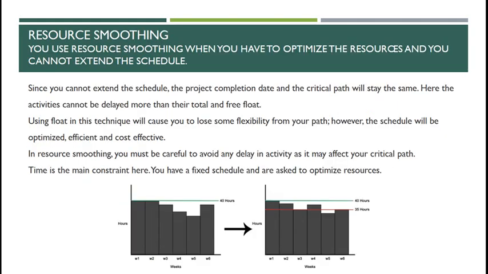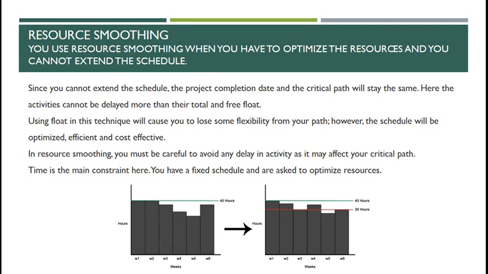You can use resource smoothing when you have to optimise the resources and you cannot extend the schedule. And you can probably just see on the diagram at the bottom there, we've got 6 weeks to deliver this project. We cannot change the length of that time. We've got to be as efficient as we can within those 40 hours per week. So since you cannot extend the schedule, the project completion dates and the critical path will stay the same.